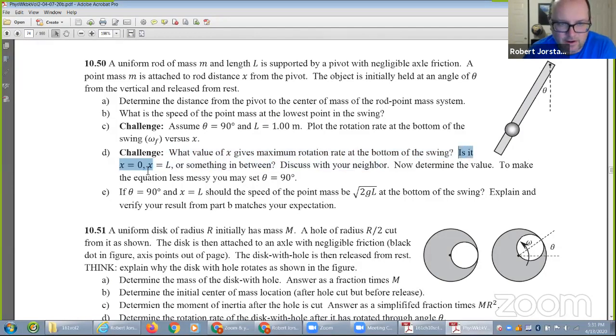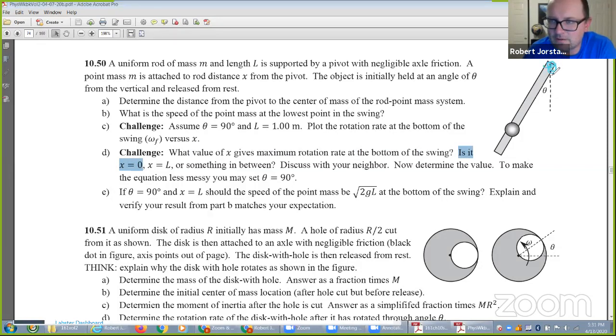Is it X equals 0? If it's X equals 0, that would be like putting the point mass right here on the pivot. That keeps the moment of inertia as small as possible, should make it easy to rotate. You could put it way out here at the end. Now that gives you a large moment of inertia because the point mass is now far, but it also gives you more torque, right? Because it's putting the center of mass out there. So we're changing both the center of mass and the moment of inertia as you move this thing back and forth. So it's not obvious what value it should be.